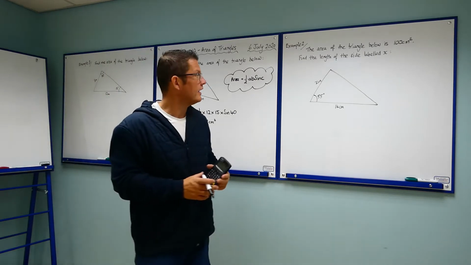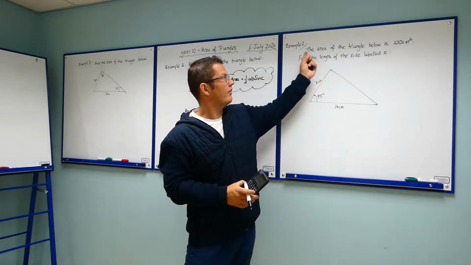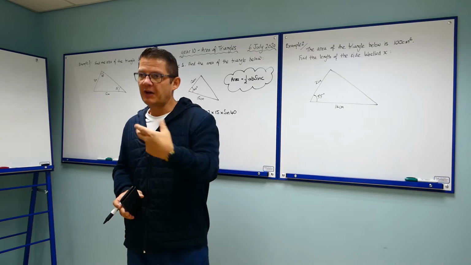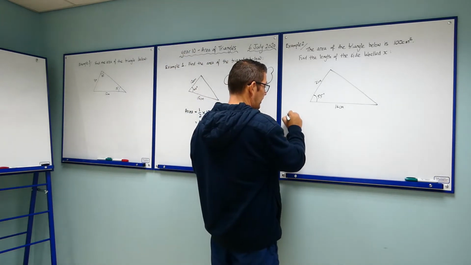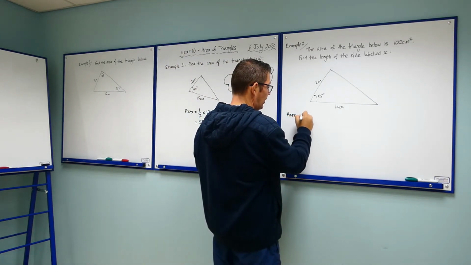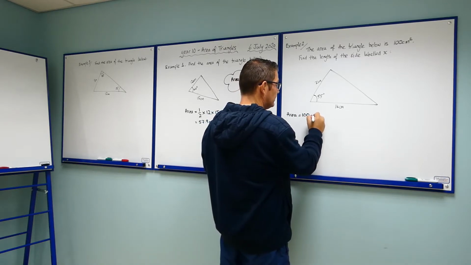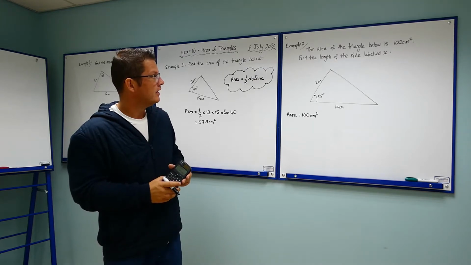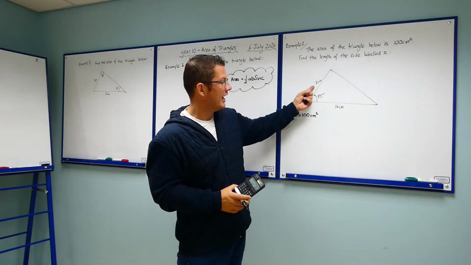Example 2 over here. It says find the area of the triangle below is 100 centimetres. So this time we're told what the area is. Let me make a note of that. Area is 100 and it's centimetres squared, units squared. We're looking for the length of the side labelled x.